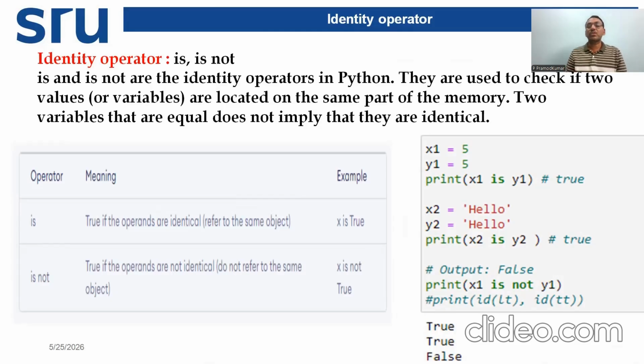Then one more is is not. Here I would like to ask the interpreter whether x1 is not identical to y1 or not. Of course, the result becomes false because x1 is representing location 1000 and y1 is also representing location 1000. Both of them are representing the same location, so the result becomes true in case of is, and the result becomes false in case of is not.